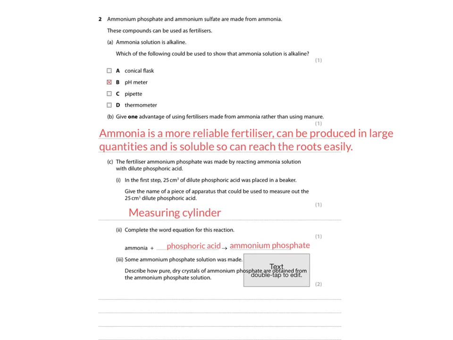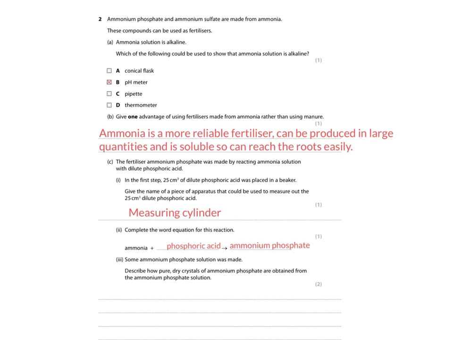So all this question required you to do was actually just read this and see what was made. What was made goes on the right hand side of the arrow, and then you look at what was used to make it. It says it used ammonia and phosphoric acid to make it. So those things go on the left hand side. They're the reactants, and that's the product.